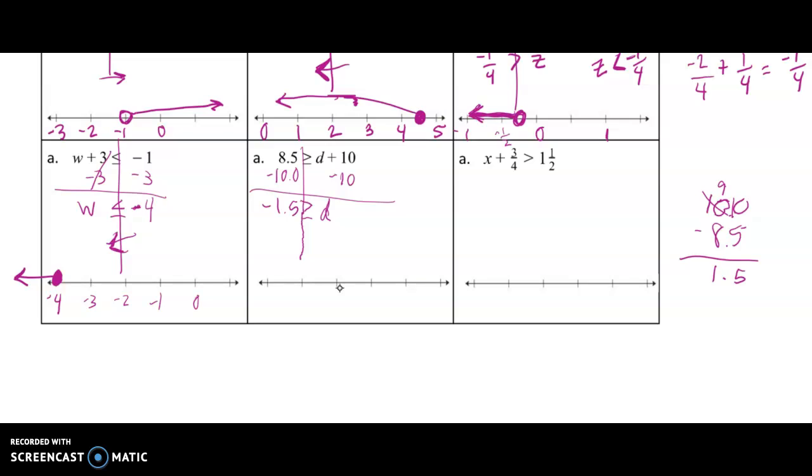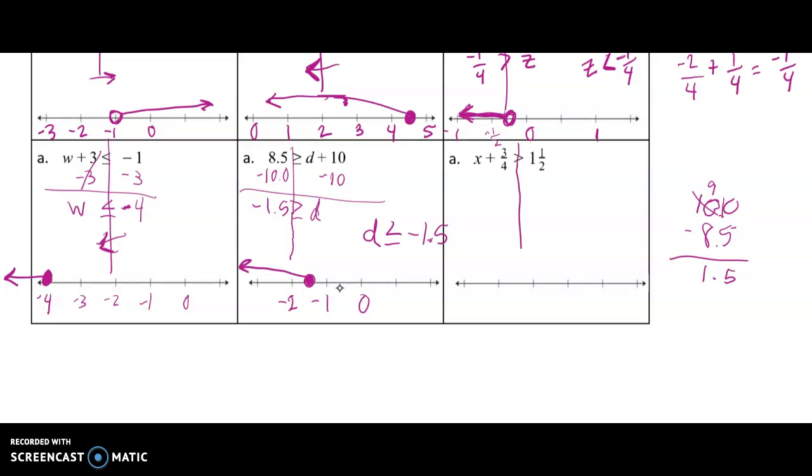So remember, -1.5 is the largest it can be. That's bigger than D. So here's 0, -1, -2. We have a closed circle at 1.5, and it's negative. And it's the largest it can be, so that means it's going to go this direction. So it's going to the left. So that's why I rewrite it, and I flip my inequality, and I put the -1.5 on the right, so that way I can see, oh, my arrow is pointing to the left because my inequality points to the left.